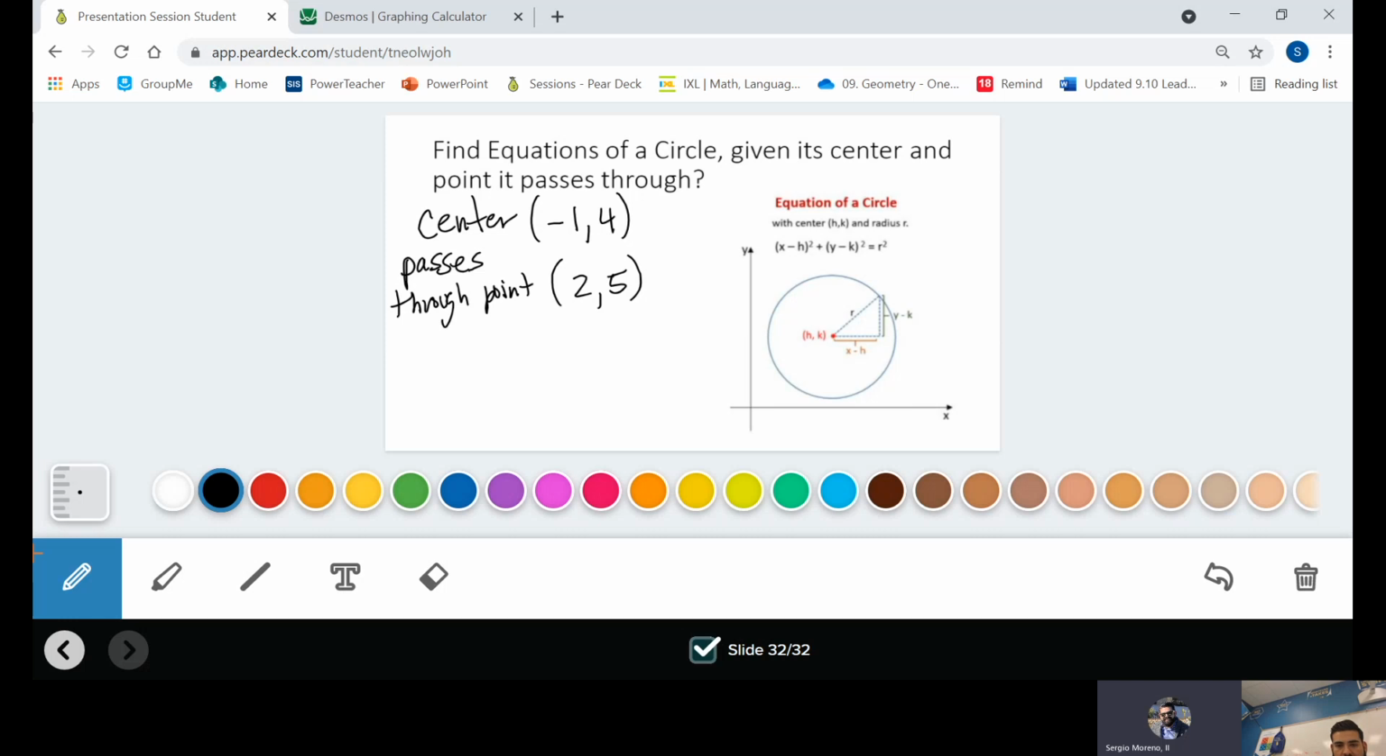Now the center is at -1, 4. (h, k) is the center. Remember that, center (h, k). So this right here must be my h, and 4 must be my k. So -1 is h, and k is equal to 4. It passes through a point 2, 5.